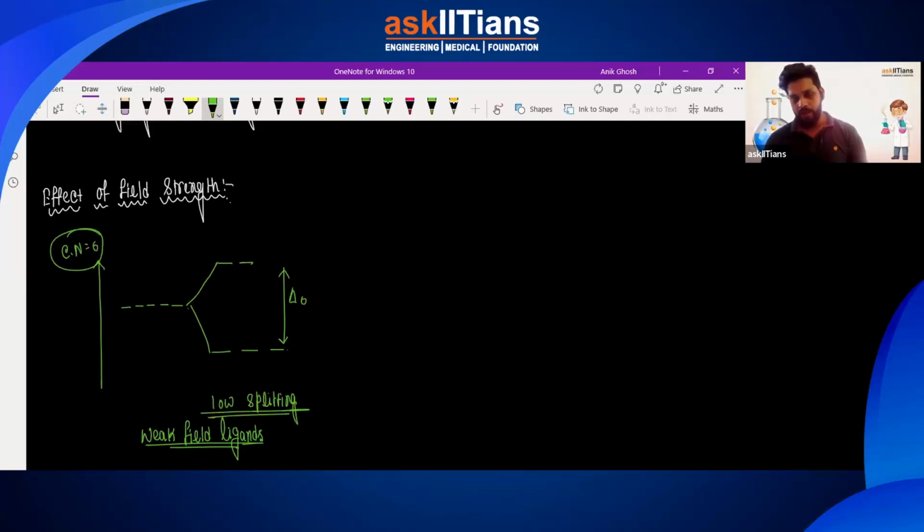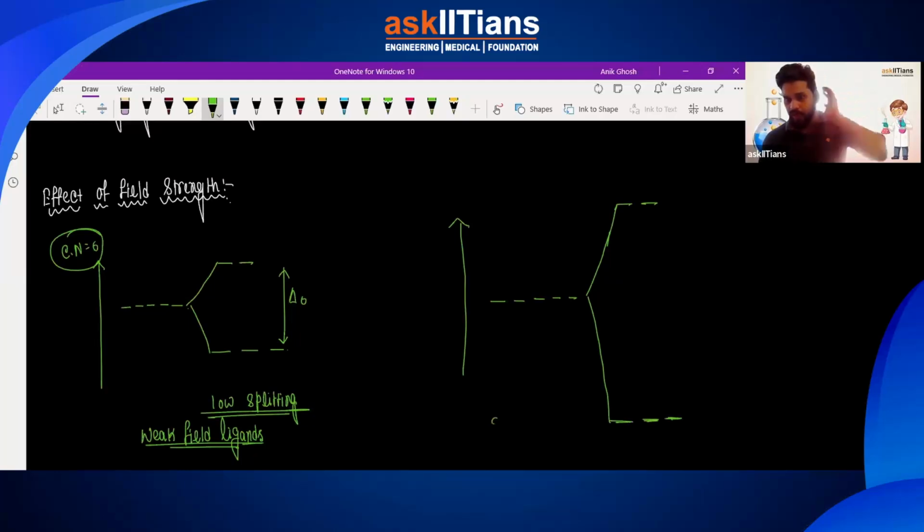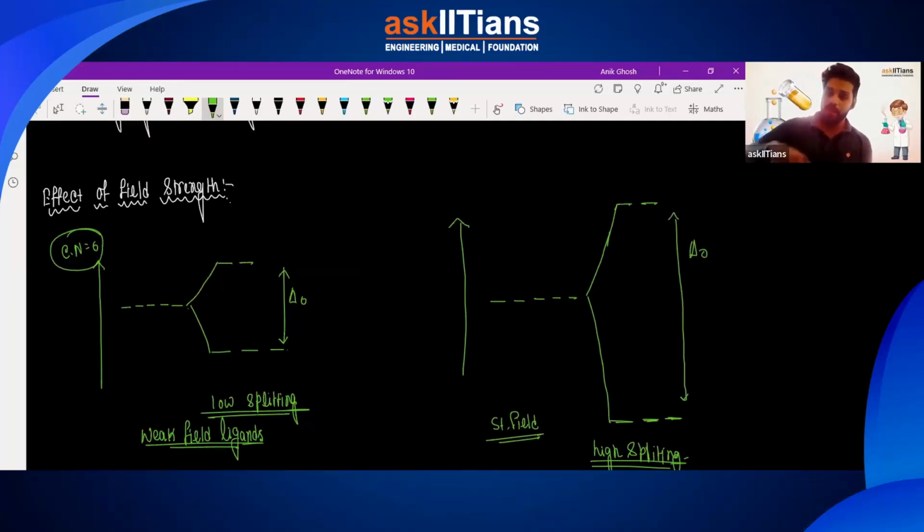Whereas when I draw a strong field ligand, guys, what happens is it's a high split. There's a high splitting. For strong field ligands, the splitting is high. Why? Because strong field ligands come with a huge amount of electrons. So when they meet the d orbital, they show a huge destabilization.